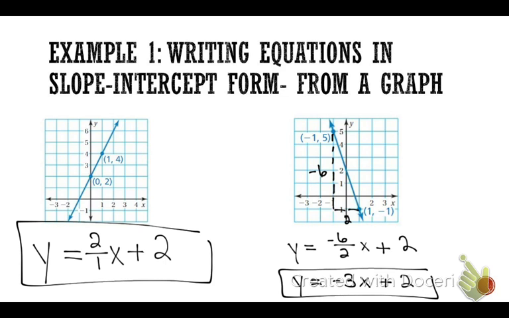All right, so that's how I would write an equation from a graph. Is everybody clear on that? I can count my rise over my run for my slope, my m value, and see where the line crosses the y-axis for my b value. Good? Okay.